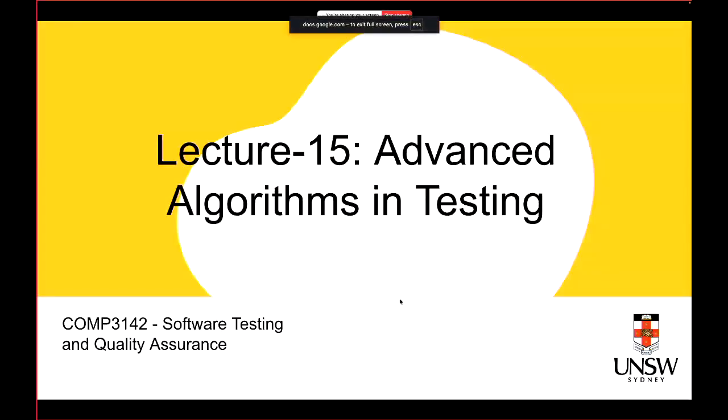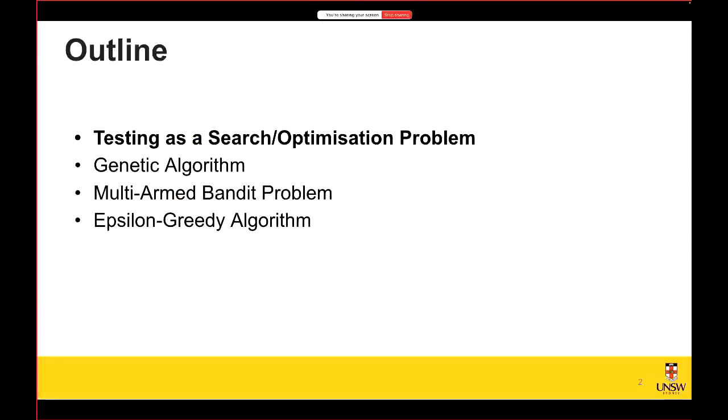Okay, let's start. In today's lecture, we are going to learn some advanced algorithms in testing. So here is today's outline. We will try to model the testing process as a search or optimization problem, and then apply some searching or optimization algorithms to help testing. And then we will also learn how we can model some decisions or some designs in testing as a multi-armed bandit problem, and then apply some corresponding algorithms to solve the problem.